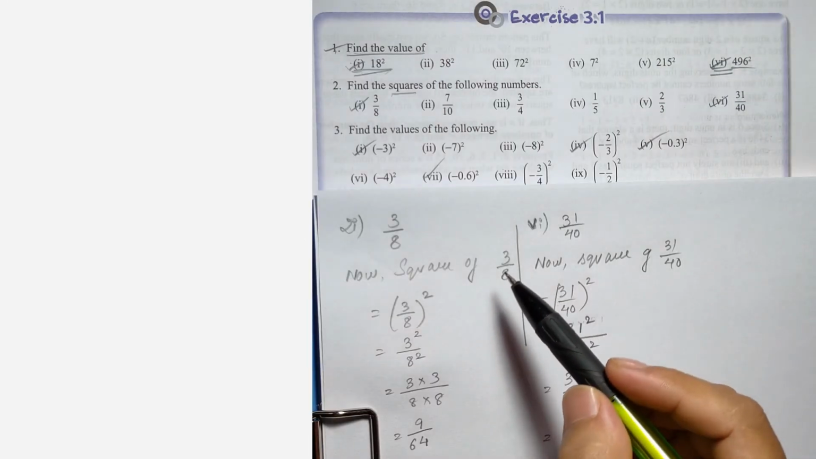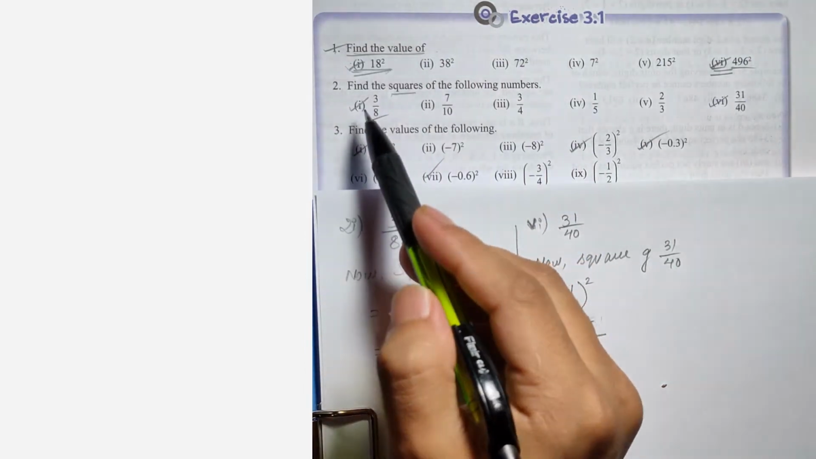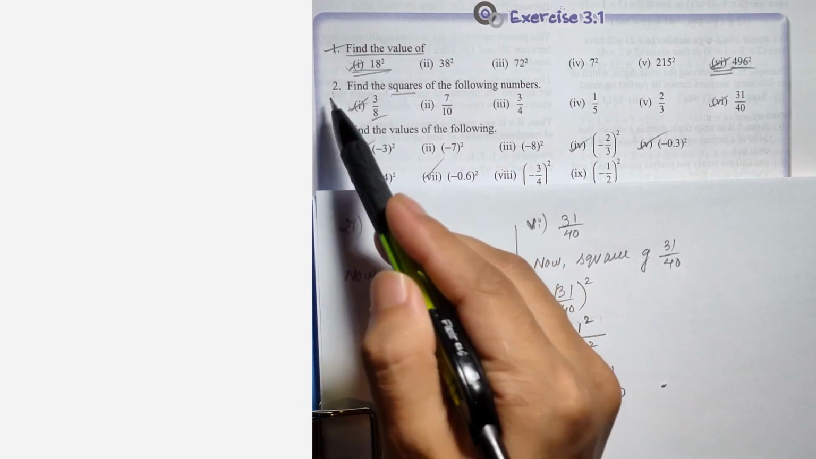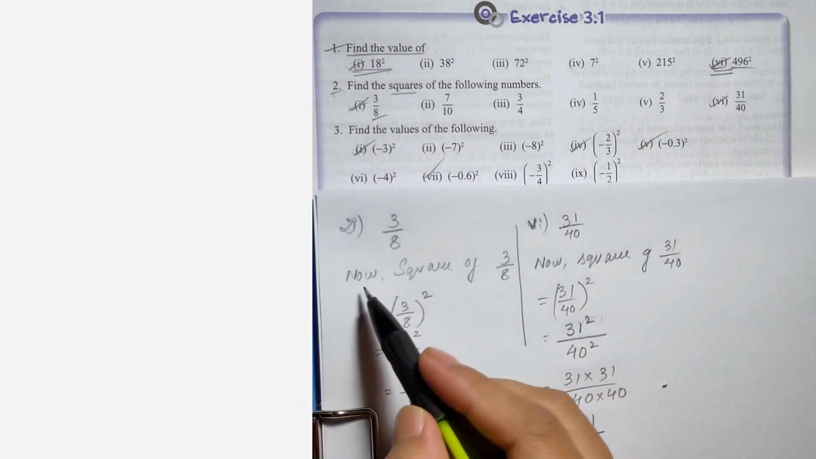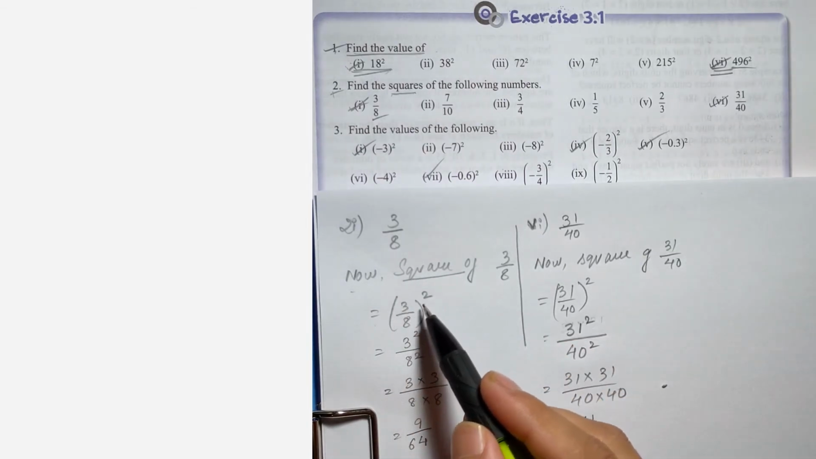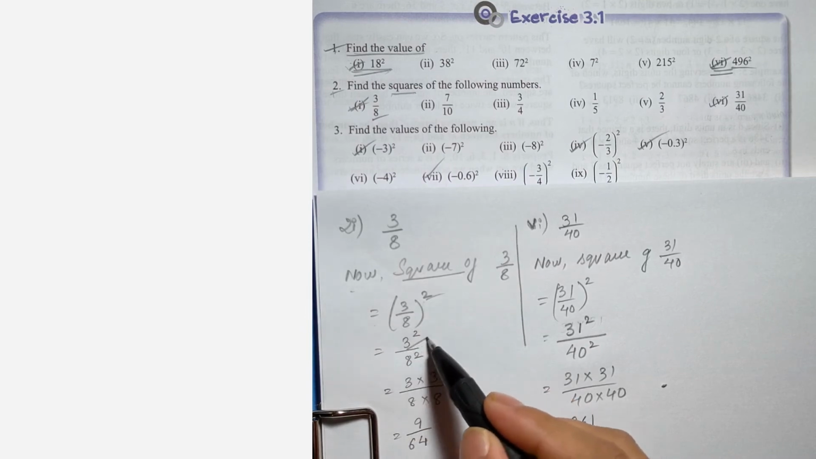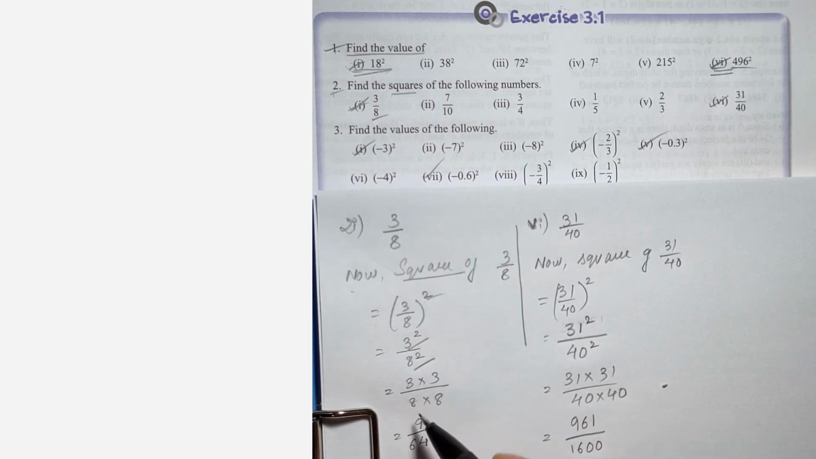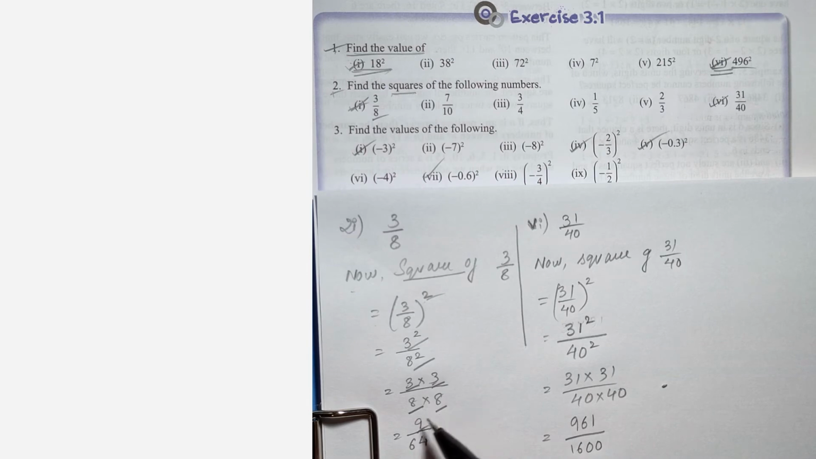Let us now look at how to find the squares of rational numbers. Okay, so let's do first question of number 2. So find the square of 3 by 8. Now square of 3 by 8 is equal to 3 by 8 whole thing square. If we split the square, we get 3 squared by 8 square. Now we know 3 square is 3 into 3, 8 square is 8 into 8, 3 into 3 is 9, 8 into 8 is 64.